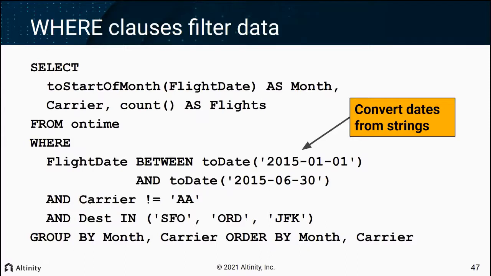Also, we want to say the carrier is not equal to American Airlines, and we're flying to San Francisco, Chicago, or New York. These are common operations. Just about every database on the planet that speaks SQL would do these or something very like them. So anything we look at before we can do our counts has to pass through this filter. Otherwise, we're not going to consider them. That will cut down the results enormously.